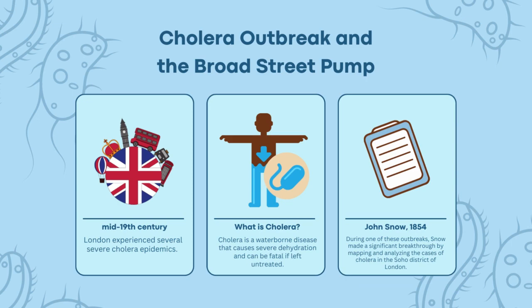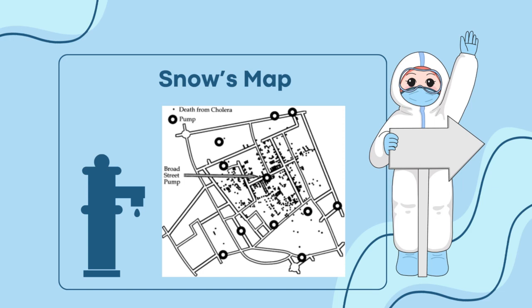In 1854, during one of these outbreaks, Snow made a significant breakthrough by mapping and analyzing the cases of cholera in the Soho district of London. Snow's map showed a cluster of cholera cases centered around a specific water pump on Broad Street, now Broadwick Street. He noticed that people who drank water from that pump were more likely to contract cholera.